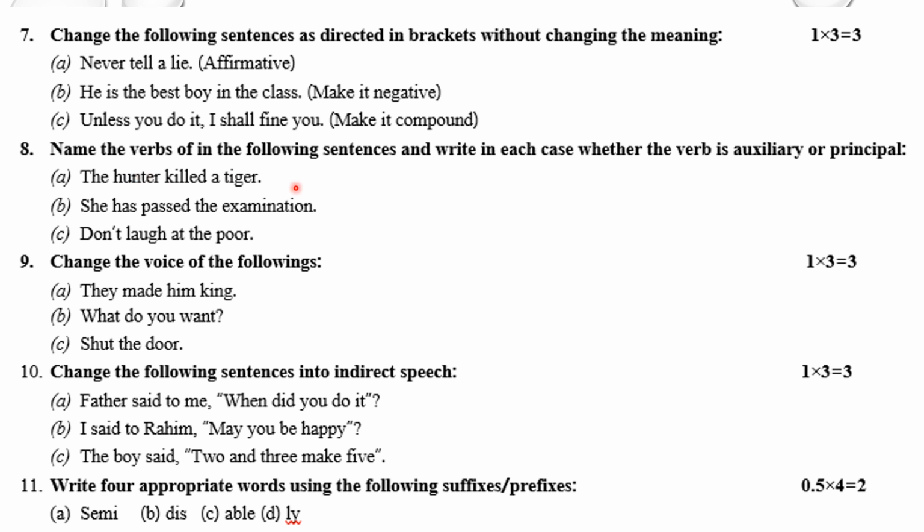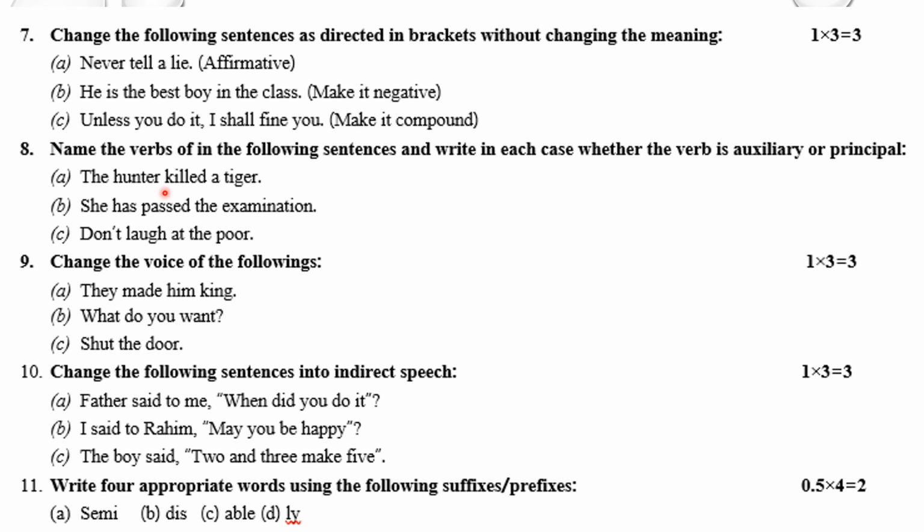Name the verbs of the following sentence and write in each case whether the verb is auxiliary or principal. For this type of question you have to know the classification of verb, auxiliary verb, principal verb, non-finite verb, finite verb. These are the classification of verb, and you have to study this carefully, and this study will help you to write the correct answer.